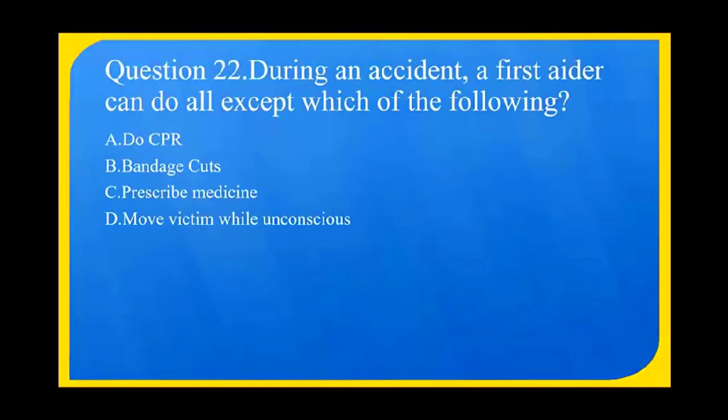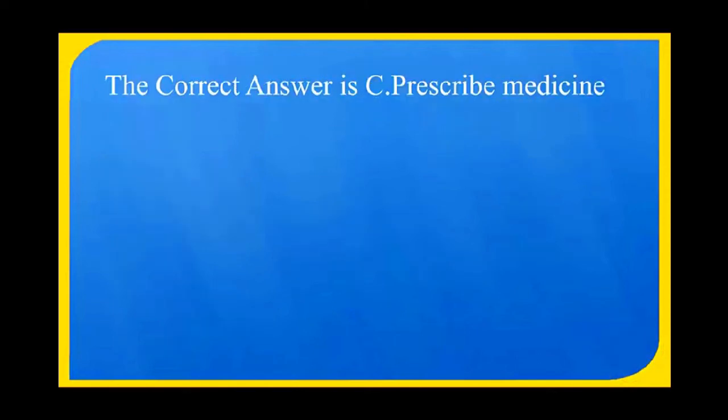Question 22. During an accident, a first aider can do all except which of the following? A. Do CPR. B. Bandage cuts. C. Prescribe medicine. D. Move victim while unconscious. The correct answer is C.